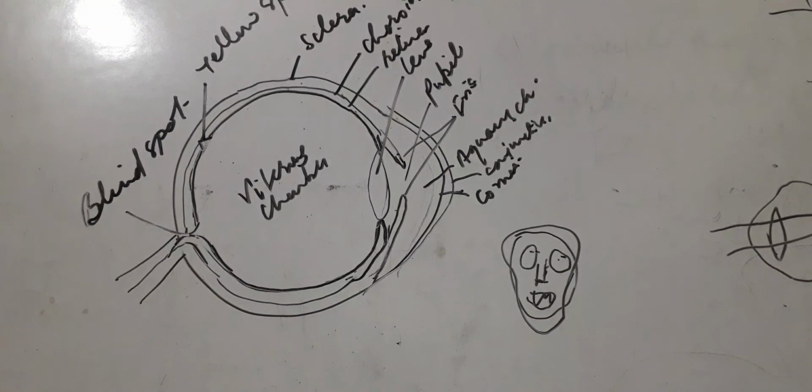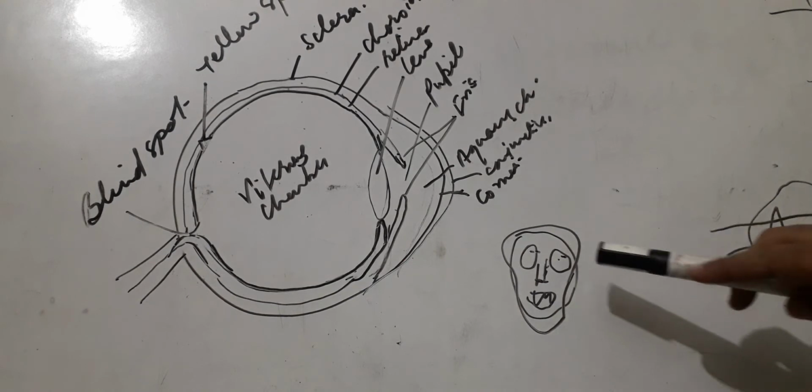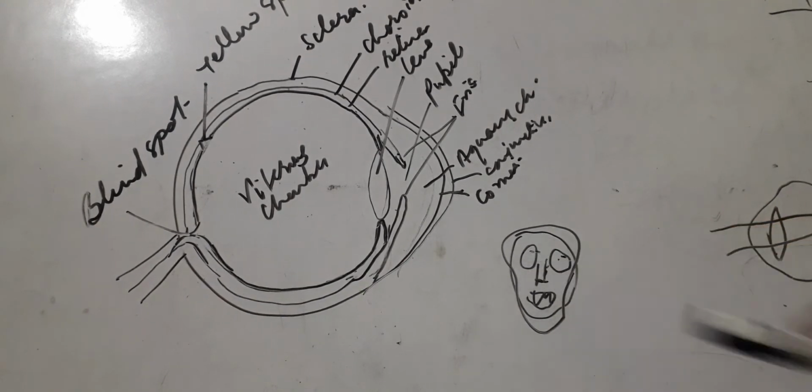Good morning, students. We will continue the previous chapter, the nervous system. The second part of the nervous system is the sense organ, the eye. As you know, the eye is in the form of a ball, which is situated in the orbit of the skull.